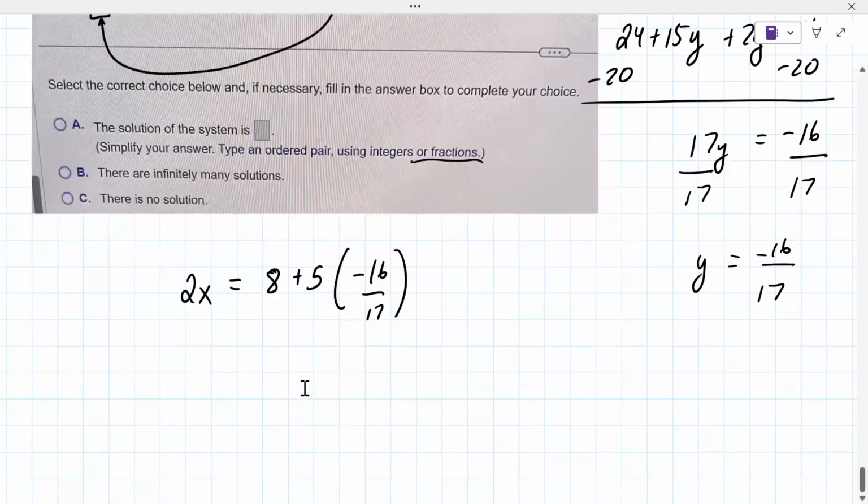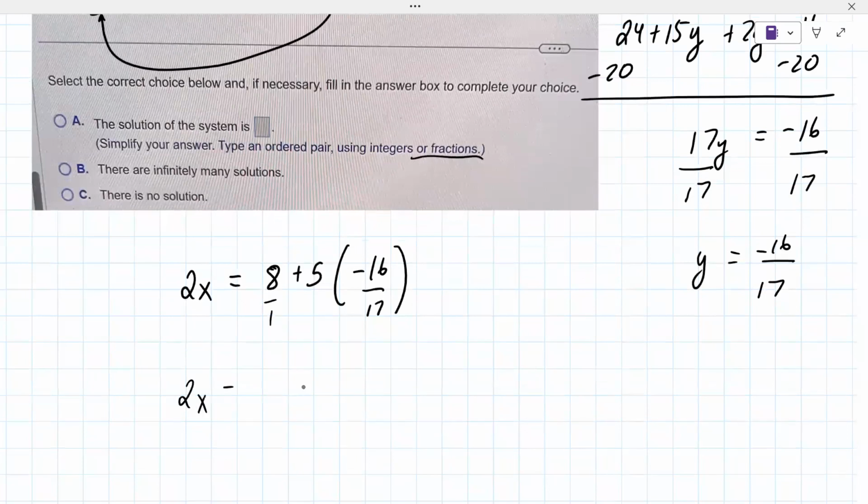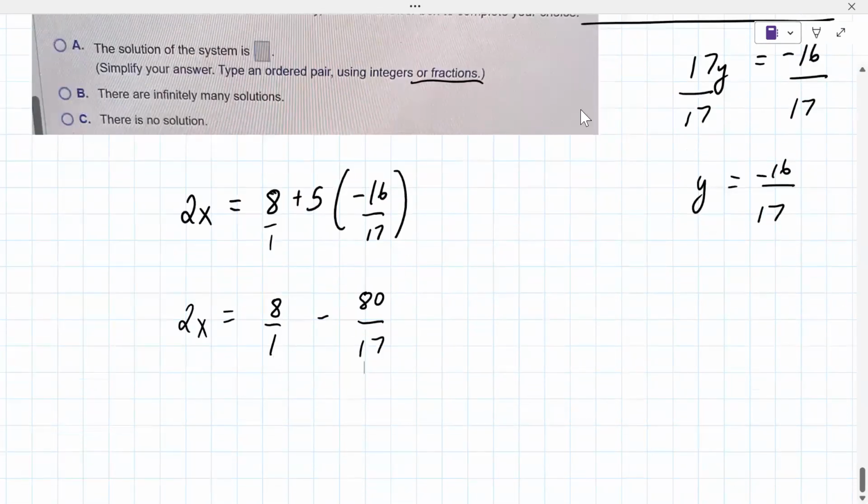Oof. This is bad here. So 2x equals 8 over 1 minus 80 over 17. And then you want to make a common denominator here of 17, which means you multiply 8 times 17. So yeah, that's just not great, but that's what it is.